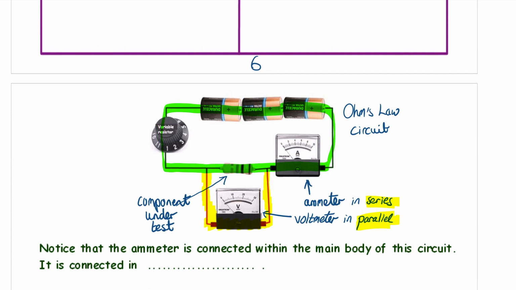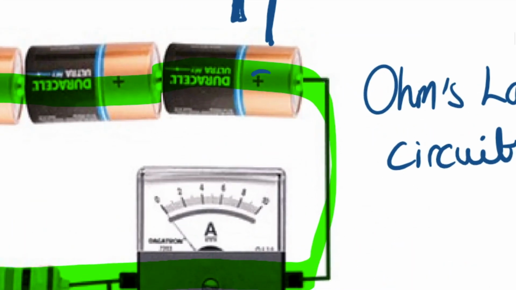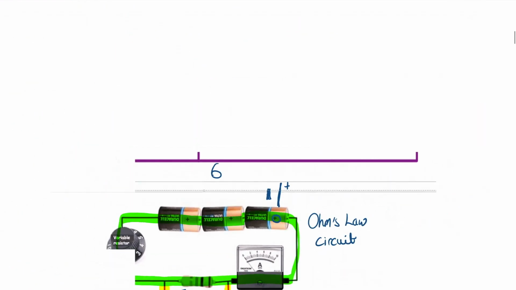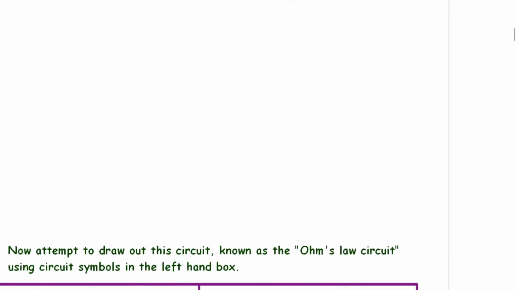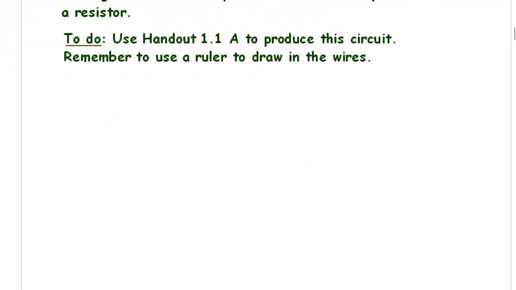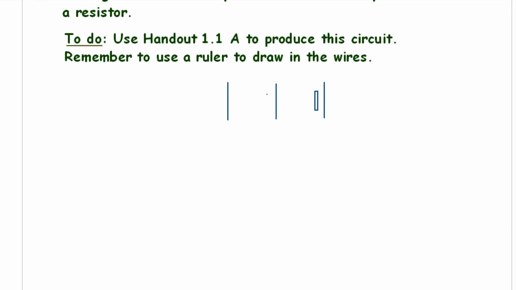Notice that you've got the positive on the right hand side and you've got the negative on the left hand side. So the long line symbolizes the positive. And let's zoom in a bit. There's the positive there on the Duracell battery or cell. So I go up. Okay, so put in the 3 cells.